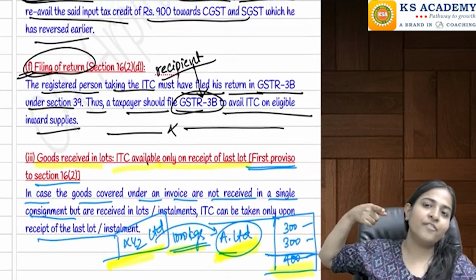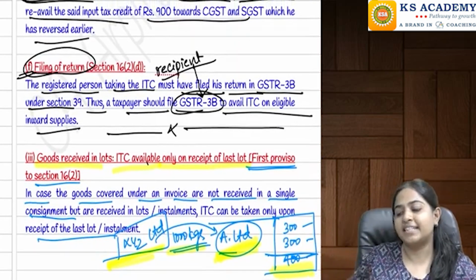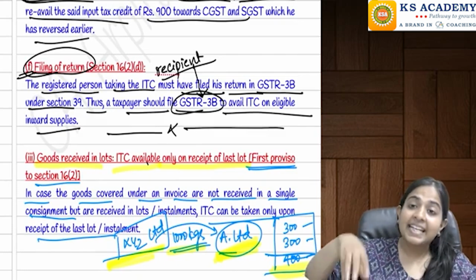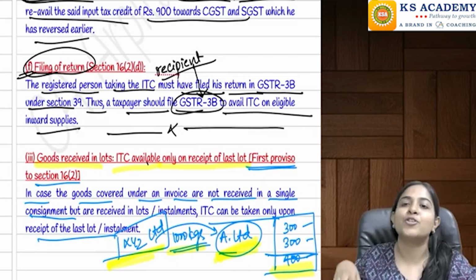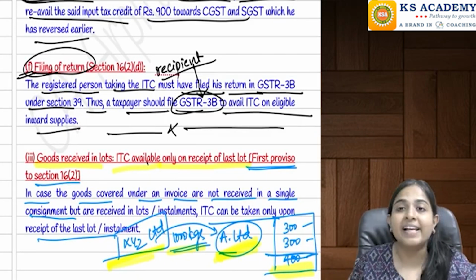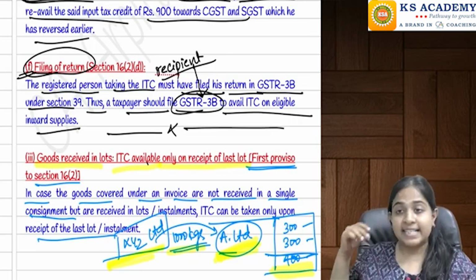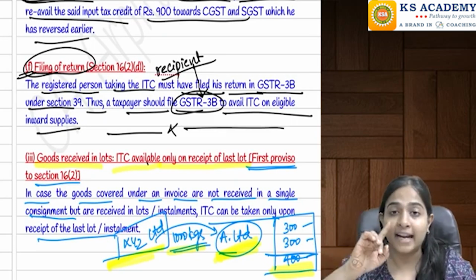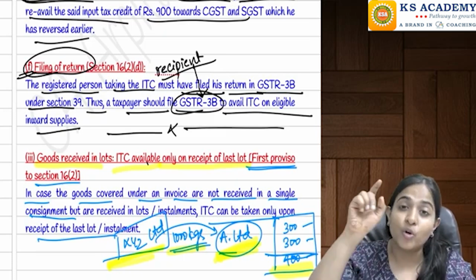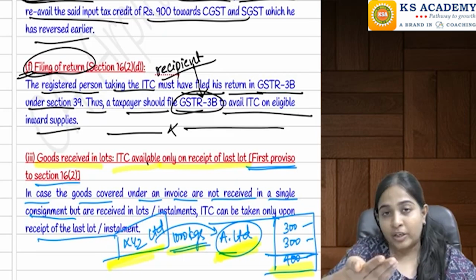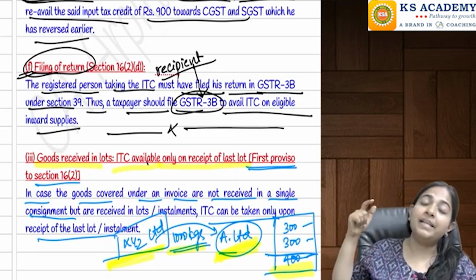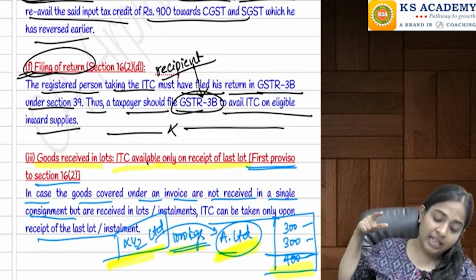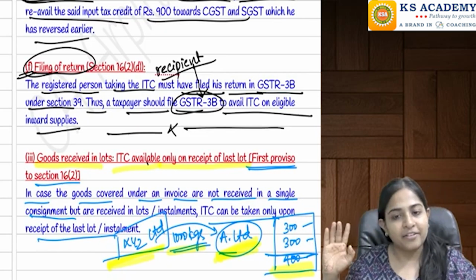And the last point was even the recipient. In the previous point, we saw that the supplier is required to file the GSTR 3B. In this point, we are seeing that the taxpayer, that is the recipient, should also file GSTR 3B to avail the ITC. Okay, ITC is available. I saw the invoice, I have the ITC. That does not mean you have availed the ITC. If you want to take the benefit of that particular ITC, please file form number GSTR 3B. Are you clear with this, everyone?